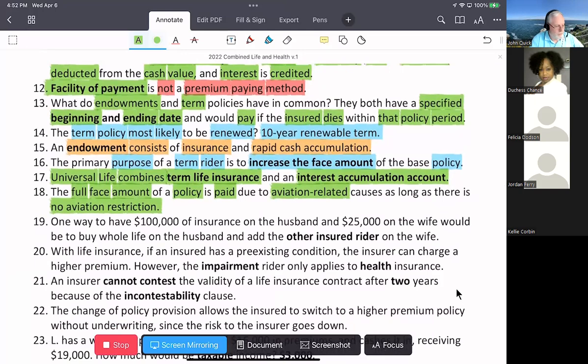Now, one way to have 100,000 insurance on a husband and 25,000 on a wife, you could buy a whole life on the husband and you could add the other insured rider on the wife. You might see other covered insured, other insured rider, just add somebody else to the policy.